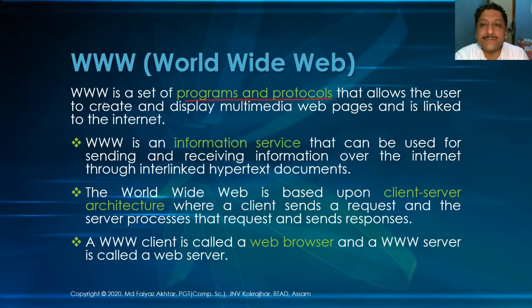WWW is a set of programs and protocols that allows users to create and display multimedia web pages and is linked to the internet. Multimedia web pages means whatever we see while using any website with web browser software, for example Google Chrome, Microsoft Internet Explorer, Mozilla Firefox, or Microsoft Edge. Whatever we browse using those is known as web pages. And if we are seeing pictures, audio, video, then it is known as a multimedia web page.